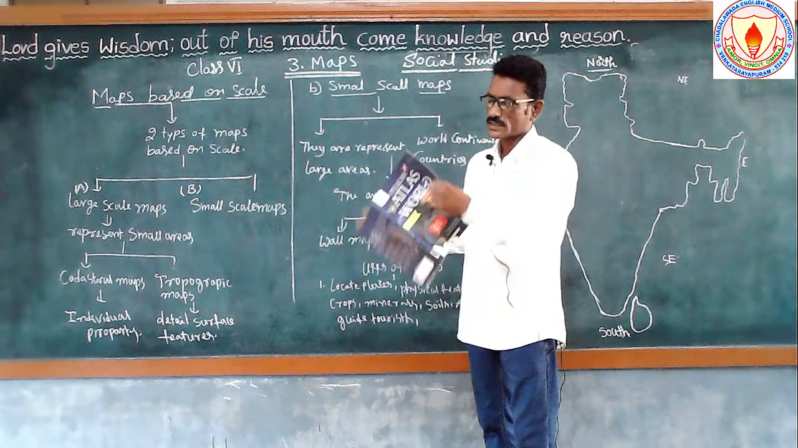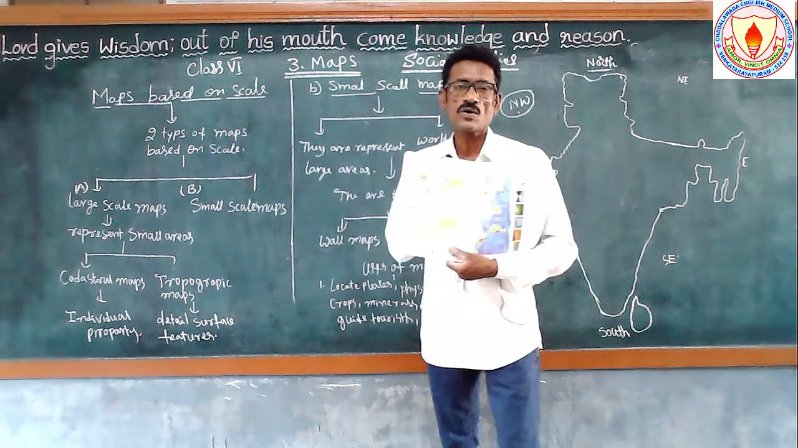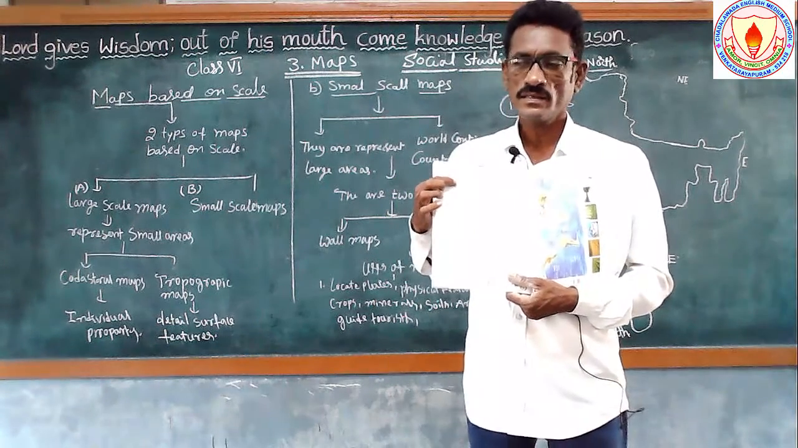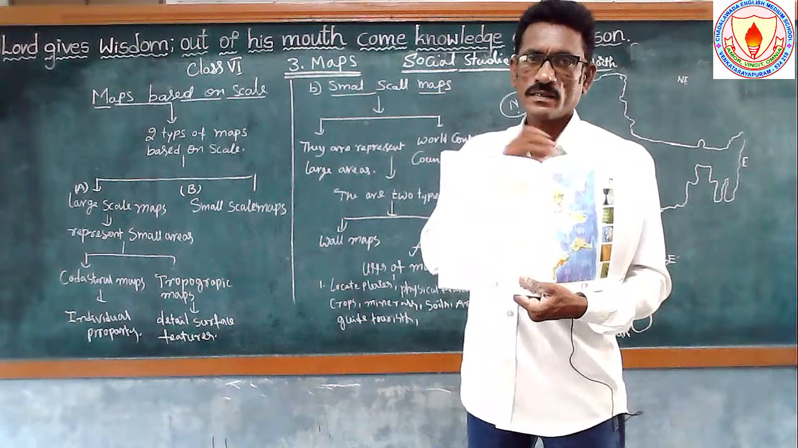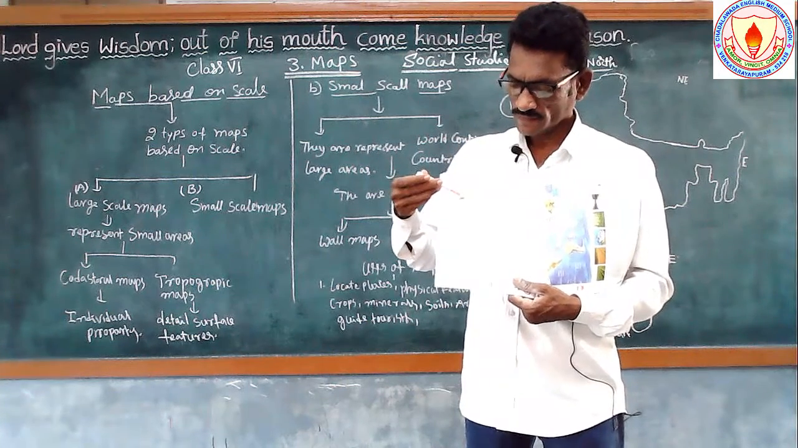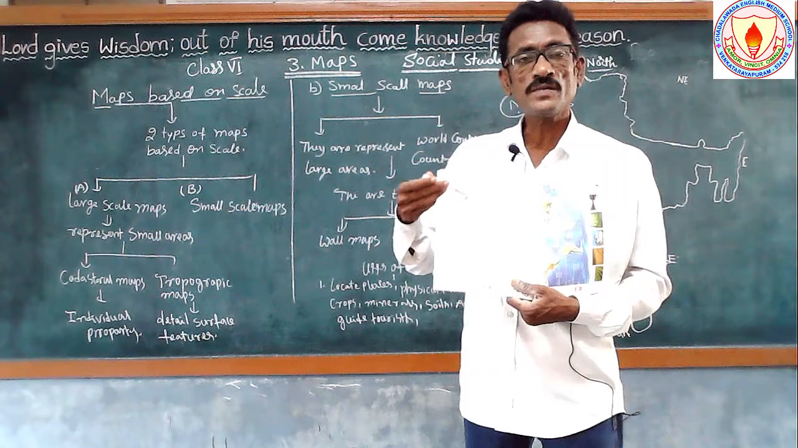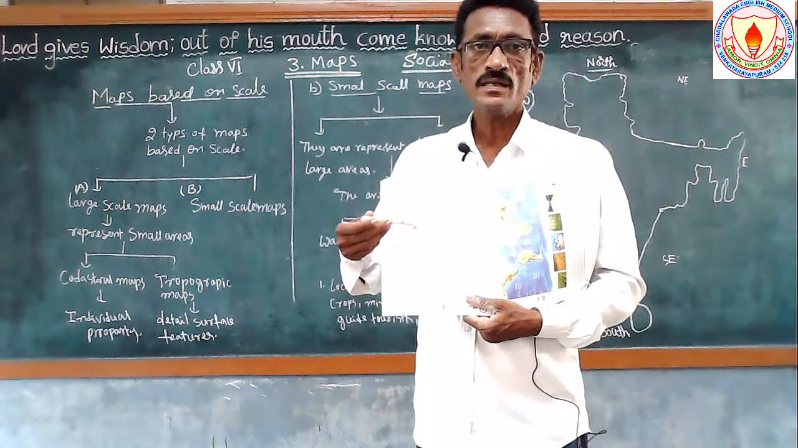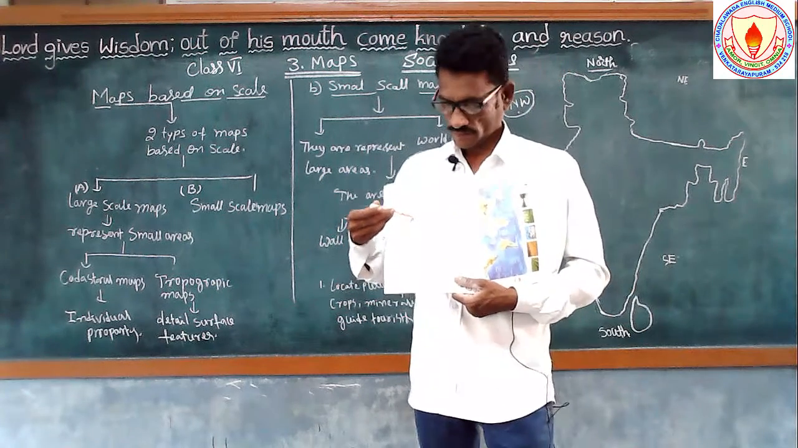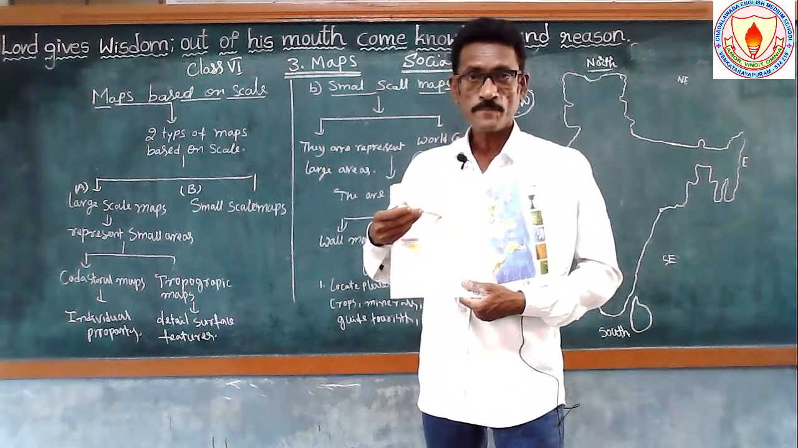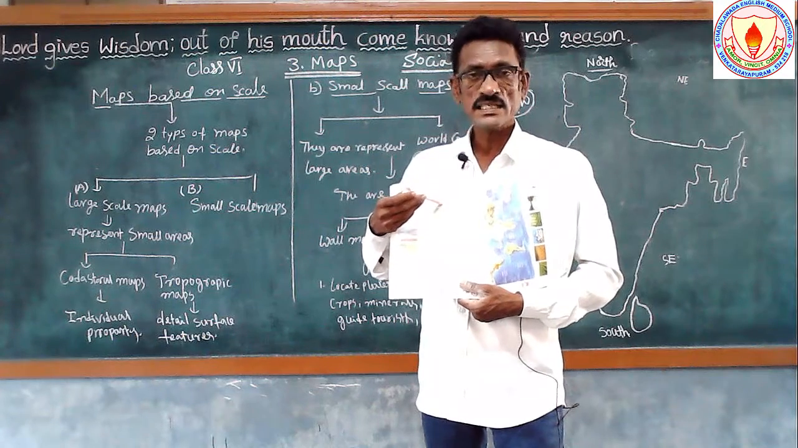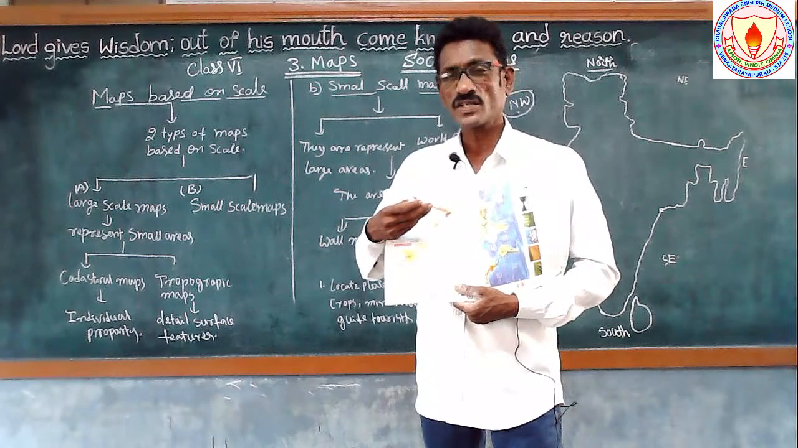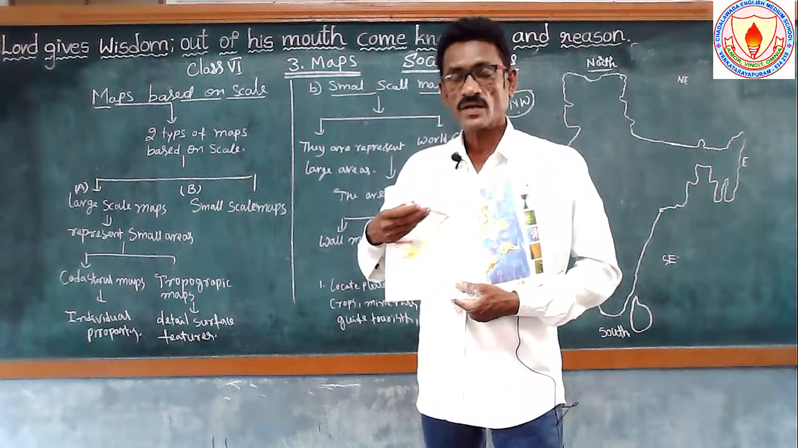Here, this is the world map, and here 7 continents are there. This is North America, and this is South America. So this is Africa and Europe. This is the Europe continent, and this is the Asia continent. In the southern part of the Asia continent, India is located.